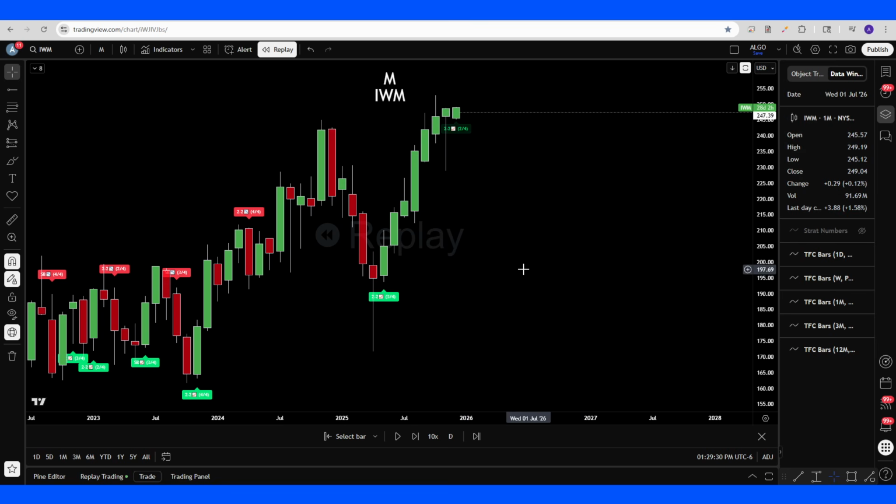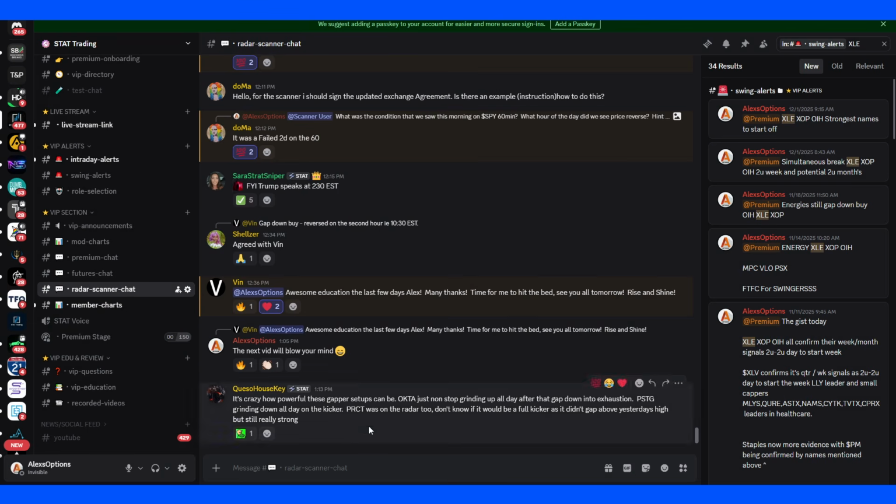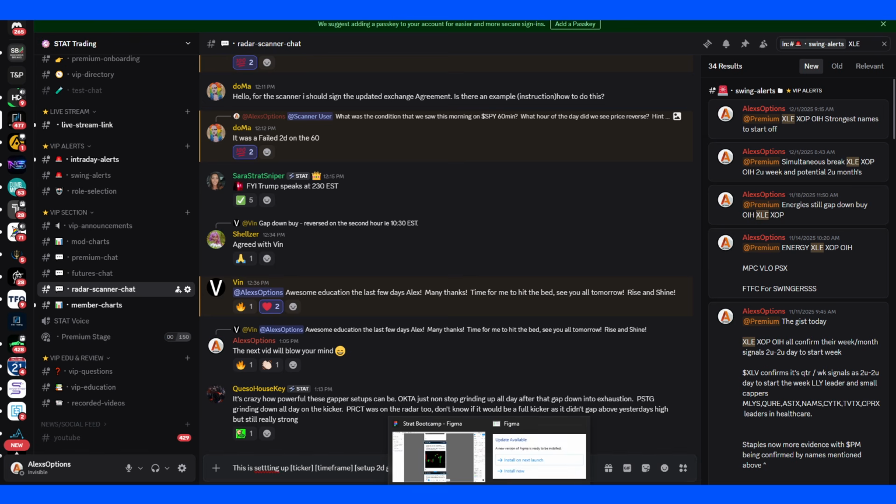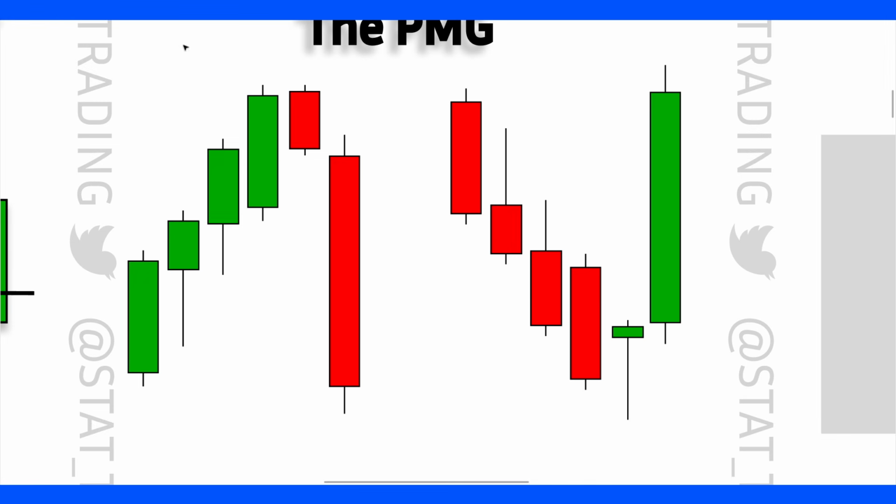Hopefully this meets you guys kindly. If you have any questions, feel free to drop them in the chat, but I want you guys to start saying, this is setting up, and then ticker, time frame, setup. Is it 2 down in green, or is it 2 up in red? Is it a hammer or a shooter? And if you don't know what those are, hammers and shooters, they just look like hammers.